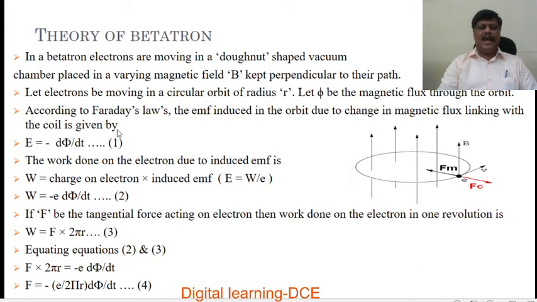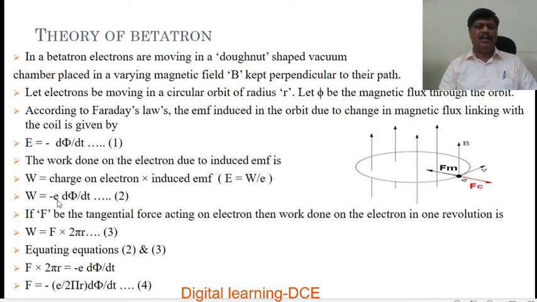According to Faraday's second law, the induced EMF E = -dφ/dt. Call this equation 1. The work done on the electron due to the induced EMF is given by the charge on the electron times the induced EMF, because induced EMF is equal to work done per unit charge. Work done is represented by W and the charge on the electron is e. Therefore, work done is equal to charge on the electron times induced EMF.